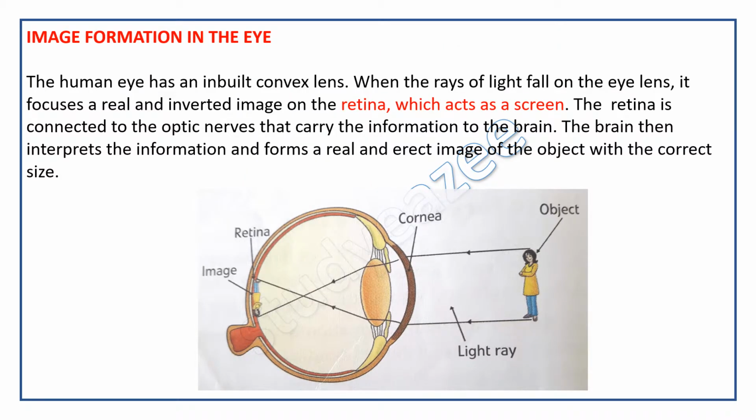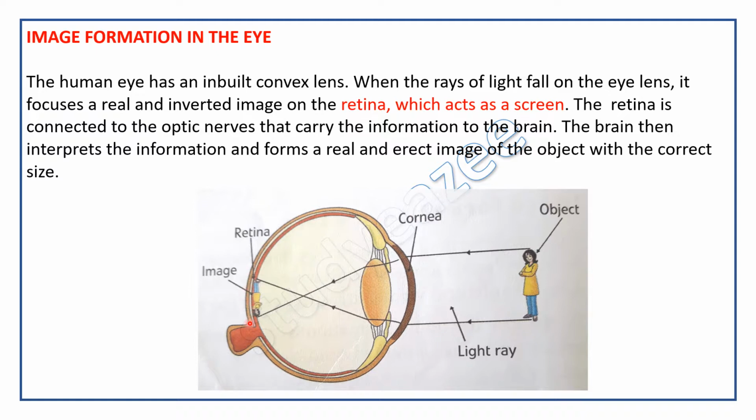Let us now study the image formation in the human eye. The human eye has an inbuilt convex lens. You can see the convex lens here. When the rays of light fall on the eye lens, it focuses a real and inverted image on the retina, which acts as a screen.